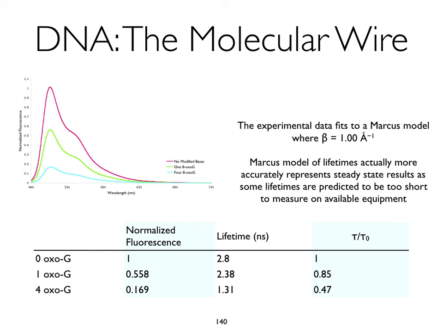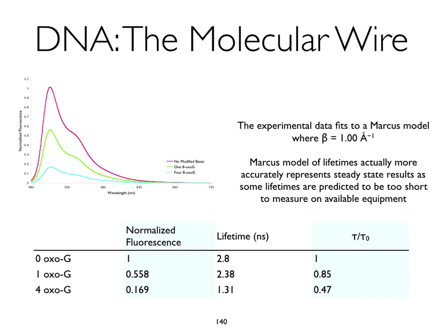My lifetime decreases because I have put another pathway into that quantum yield calculation. In this case, I can see that my normalized fluorescence drops to 0.558, and my comparison of my lifetimes has dropped to 0.85. If I instead include 4 of these damaged bases, I can see that my normalized fluorescence has dropped and my lifetime has dropped, but they're at different rates.